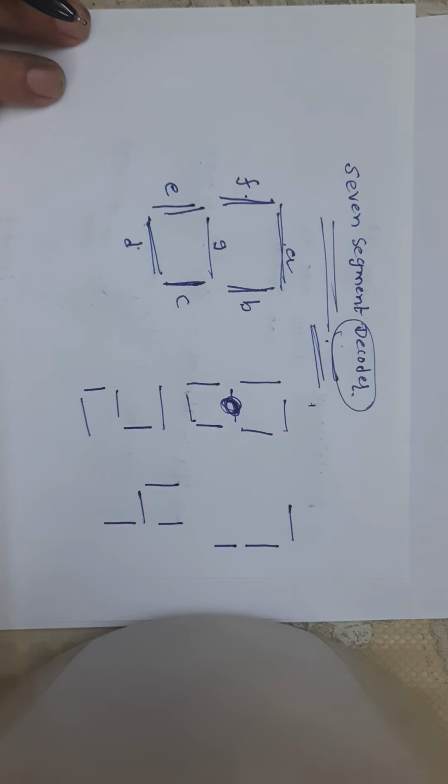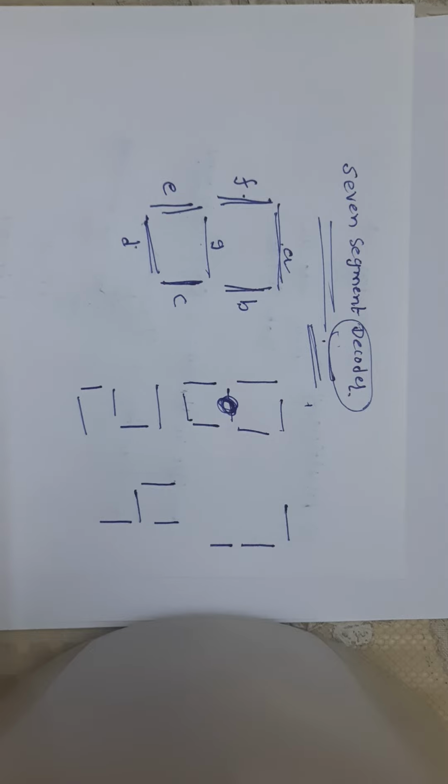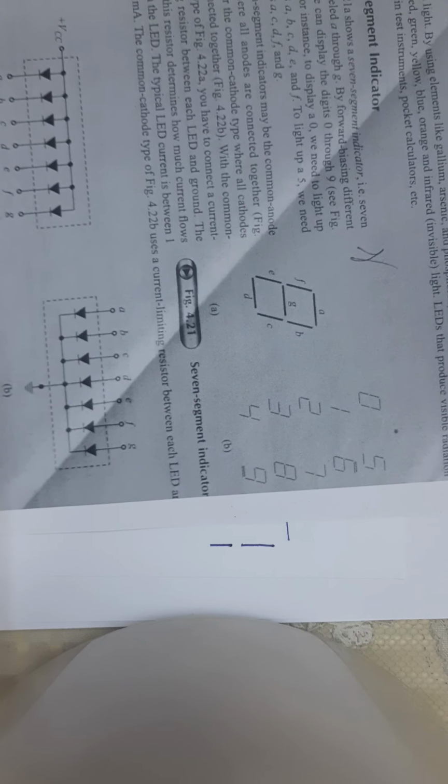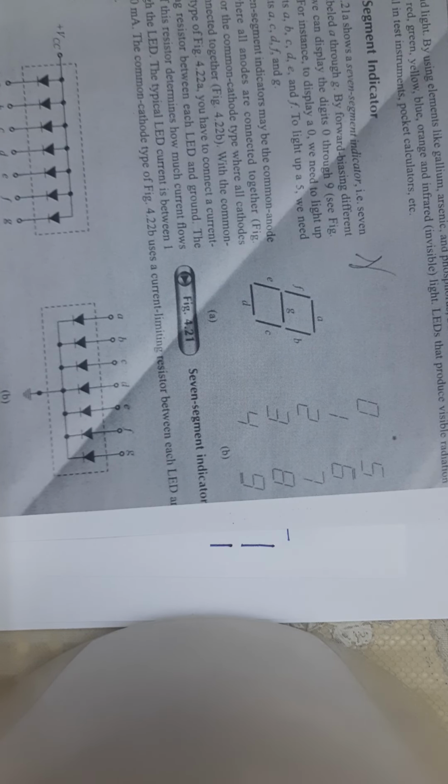So an LED emits radiation when forward biased. See, this is the circuit of our decoder. The LED emits radiation when forward biased because the free electrons recombine with the holes near the junction. As the free electrons fall from the higher energy level to the lower energy level, they give up the energy in the form of heat and light.